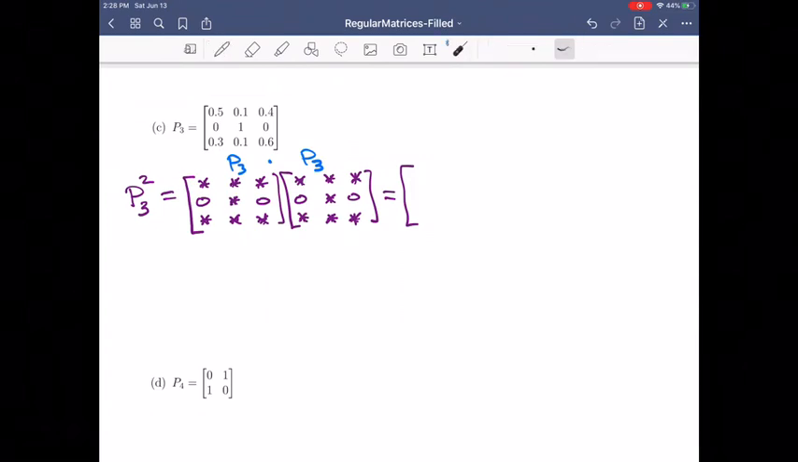Okay, so if we do this row and this column, okay, I get star, star, which is a star, plus star 0, which is a 0, plus star, star. So I'm going to have star plus 0 plus star.